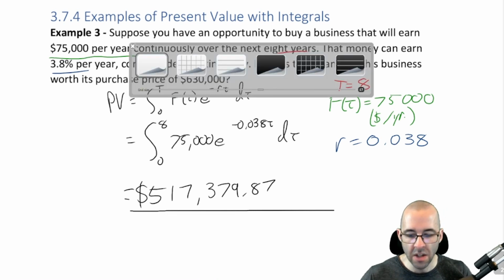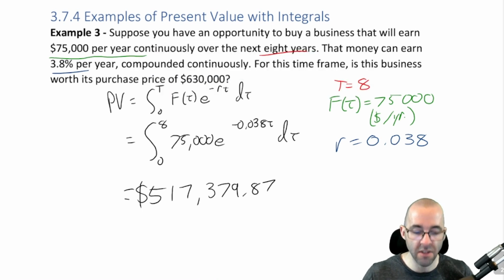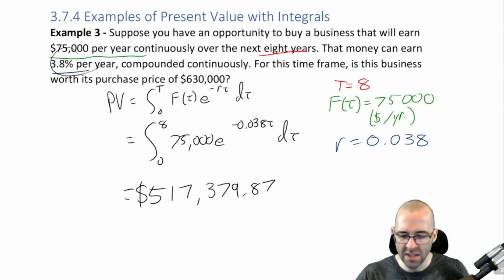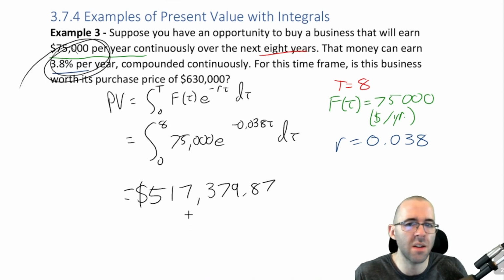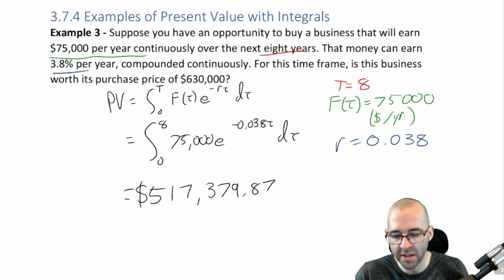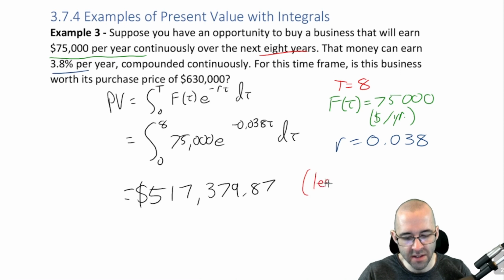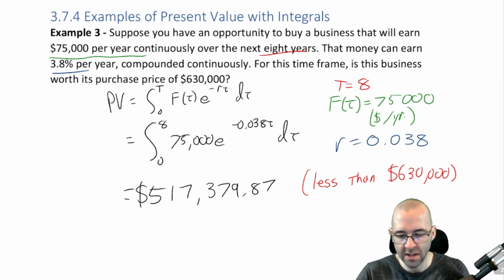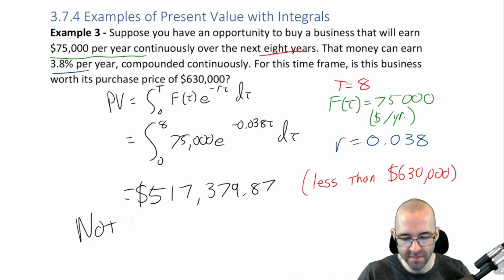If this were bigger than 630,000, then yeah, it would be worth it. But since we have access to this income stream or this interest rate, it's not going to be worth it. So we're going to say this is less than 630K. So it's not worth it.